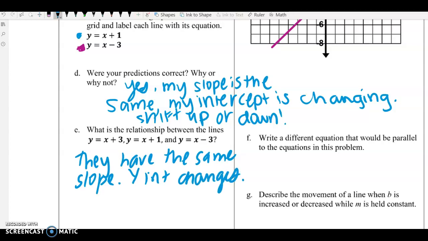So they say write a different equation that would be parallel to the equations in this problem. Well, these lines were all parallel for one reason. They had the same slope. So I know in order for another line to be parallel to those lines, it has to have a slope of 1. I'm going to say y equals x plus 18 because 18 is my lucky number.